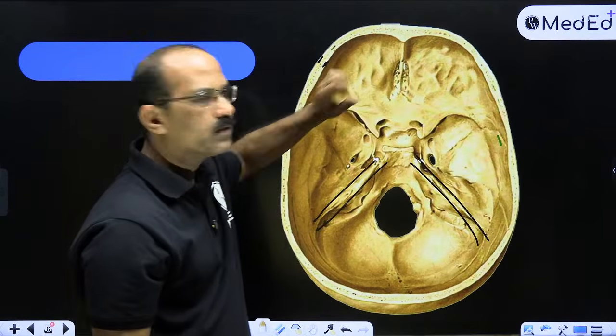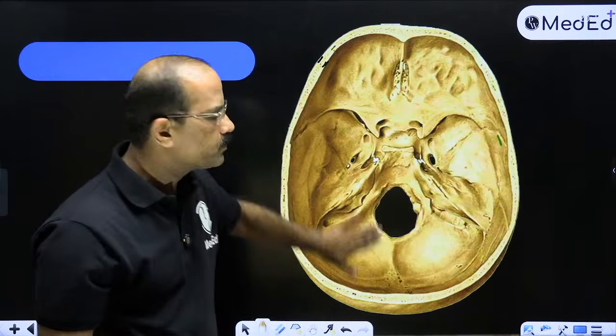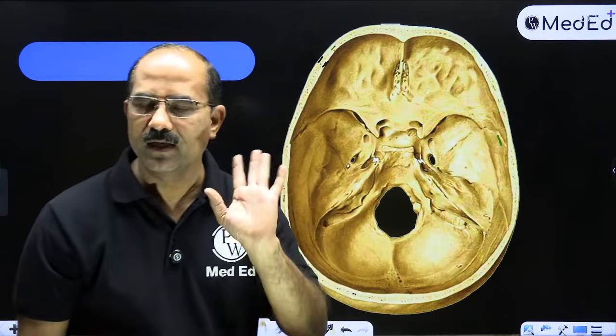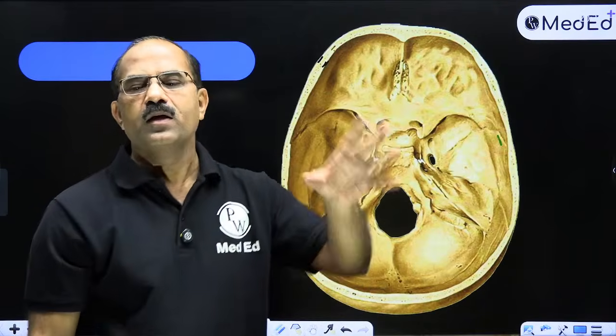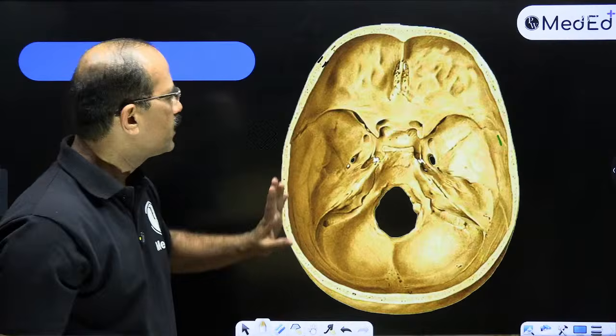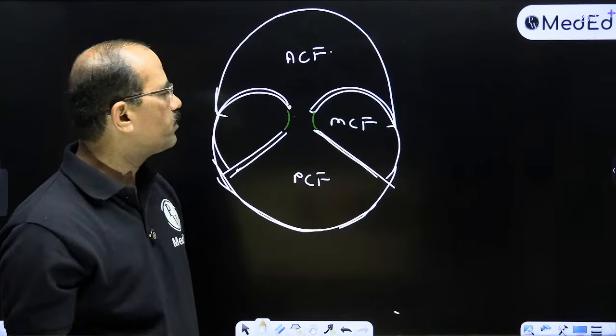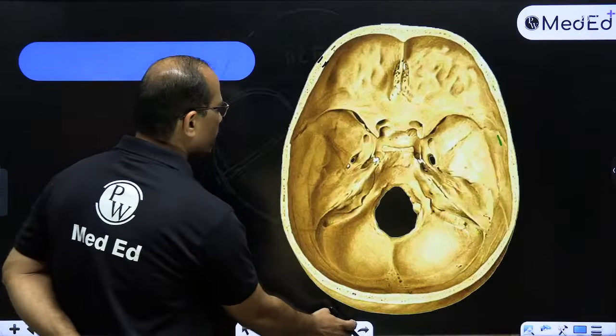That's the anterior cranial fossa. This will be the middle cranial fossa. And who is this at the back? That's the posterior cranial fossa. Is this clear, children? So anterior, middle and posterior cranial fossa. Perfect. Now try to understand these various fossae. We'll understand the various foramina inside them.